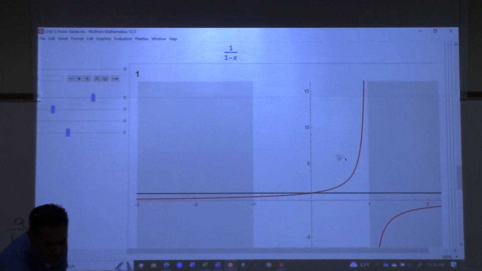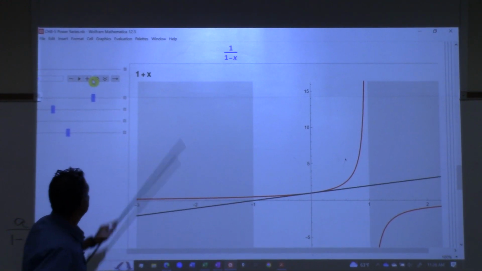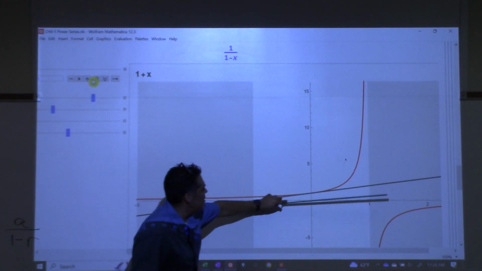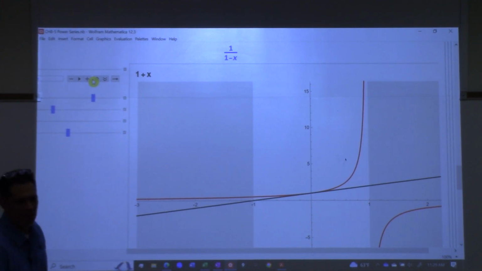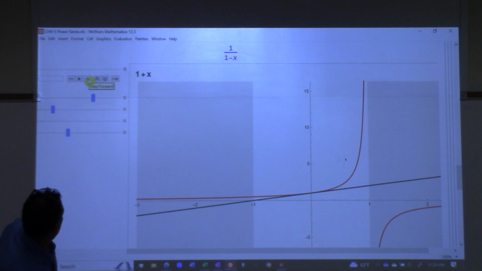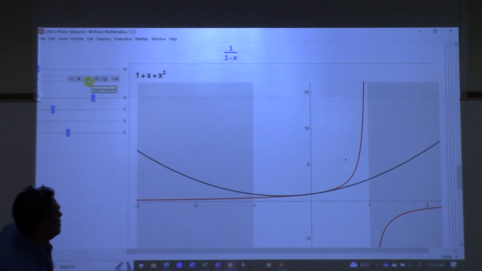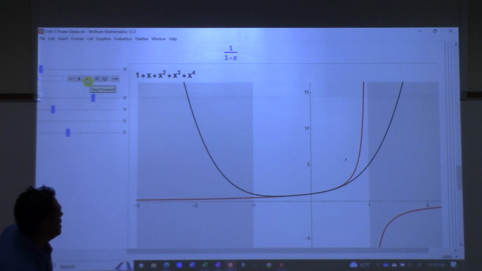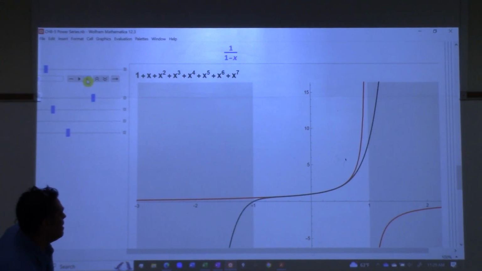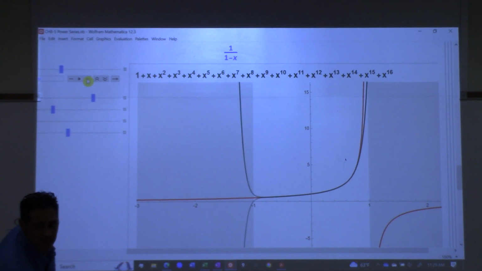No, that sucks. Right? So what I'm going to do now is I'm going to go to the next one, 1 plus x. 1 plus x, is that a little bit better representation of the red? Better, but not very good. Okay, 1 plus x squared. Is that better? It's getting better. 1 plus x cubed. Better? Better. 1 plus x cubed plus x to the 4th, to the 5th, to the 6th, 7th, 8th, 9th, 10th, 11th, 12th, 13th, 14th, 15th, 16th, 17th, 18th.